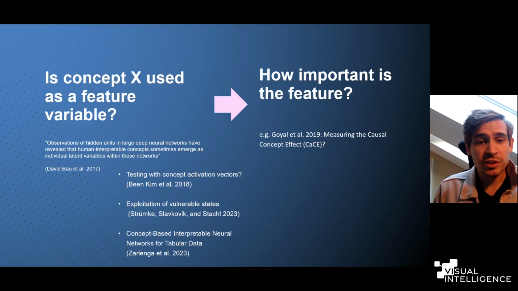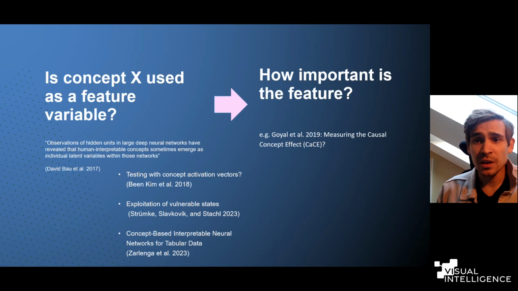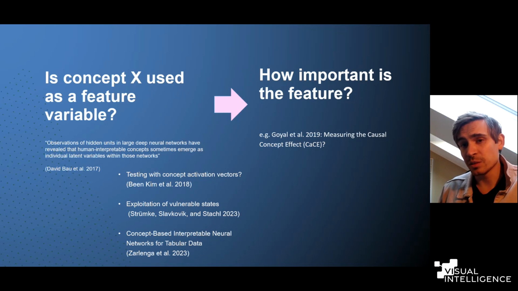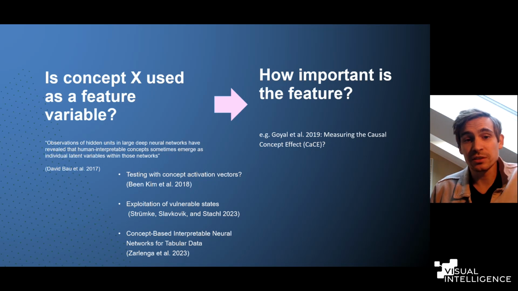But I think also the research by Strumke, Slavkovic, and Stachel is very supportive of the idea of using this type of testing in the context of a legal compliance assessment, because they talk about concepts such as whether a person is depressed or in a vulnerable state. And that's starting to look more like the types of concepts that can have a legal implication. So that's something that would be very interesting to discuss further.